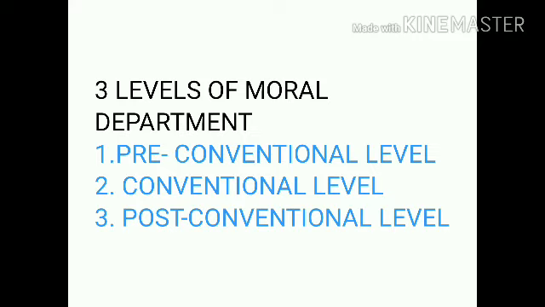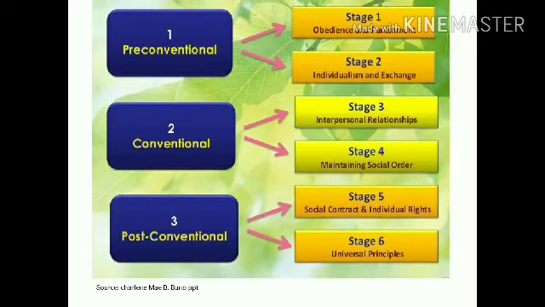pre-conventional level, conventional level, and post-conventional level. So let's talk about the pre-conventional level. Each level has two stages. The pre-conventional level has two stages. Number one is punishment and obedience orientation, and number two is personal reward orientation. Let's talk about punishment and obedience orientation. If one work is punishable, then he rejects this work. It is hard on his morality. And let's talk about personal reward orientation. If one work satisfies his personal demand, then he considers that this work is right.